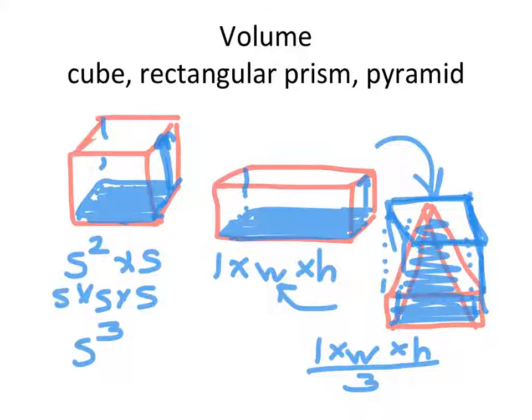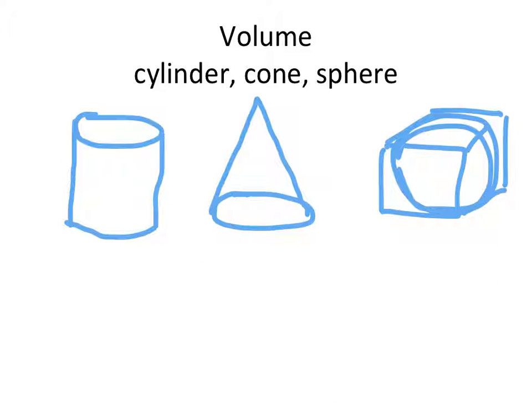What are the formulas for finding the volume of a cylinder, cone, and sphere? And how would you explain why they work? Pause the video and see what you think.